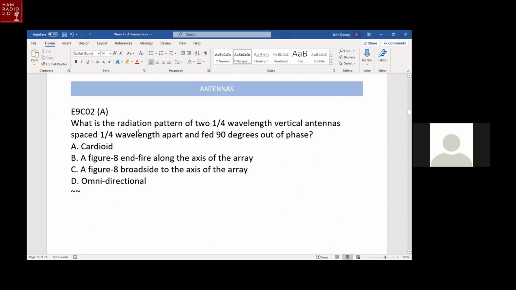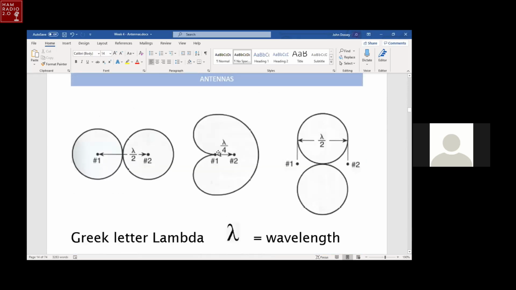The next question is, quarter wave verticals are quarter wave apart and fed 90 degrees out of phase. Same two quarter wave verticals, and they're moved halfway in to a quarter wave apart, and you feed it 90 degrees out of phase, you get this cardioid. The cardioid curve is this one that has a very deep null right here in the center off the end of the array.